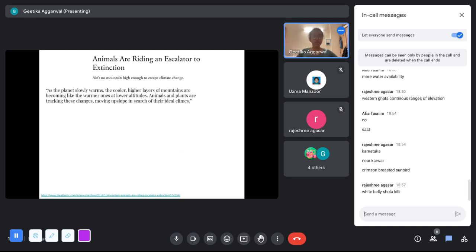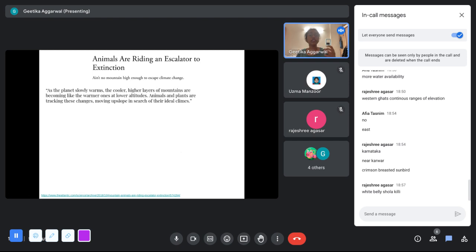As you might be aware, the earth is facing climate change, and slowly the temperatures of the land mass, the terrestrial part, are rising. As the planet slowly warms, the cooler, higher layers of the mountains are also becoming warmer because of global warming, and the lower latitudes are also getting warmer. So animals and plants are able to track these changes. They're able to feel that it's getting warmer and they need to move towards cooler climates.